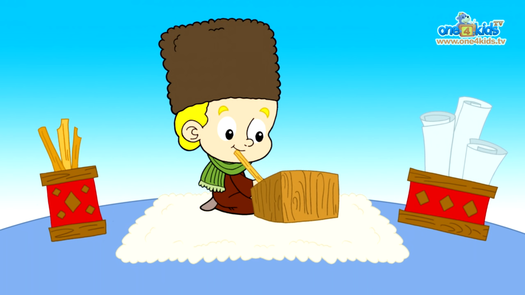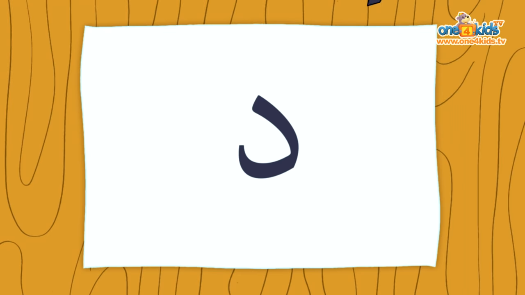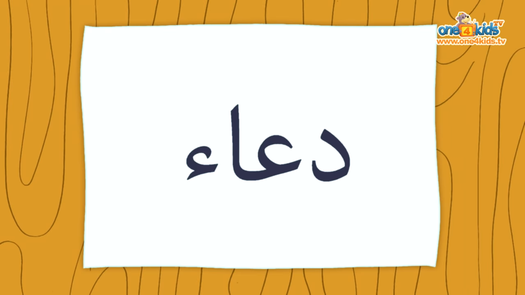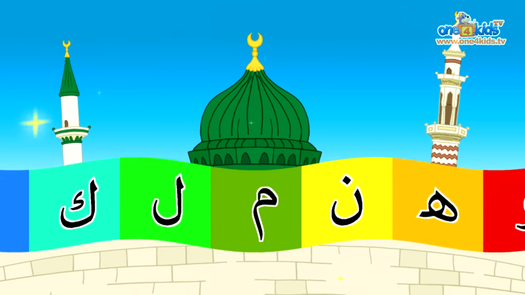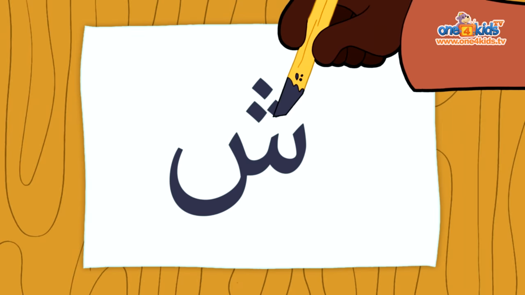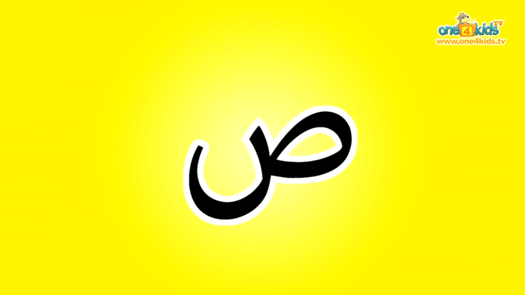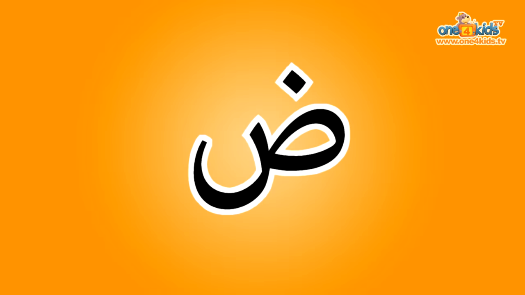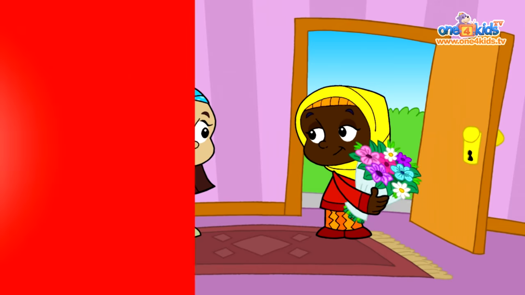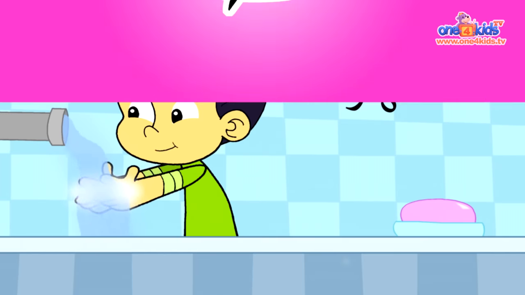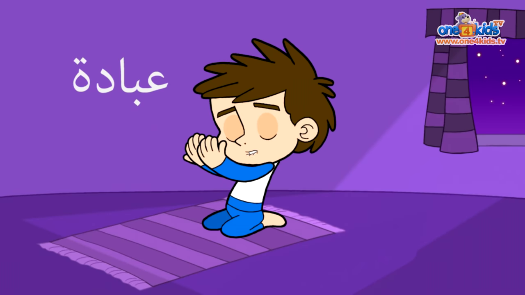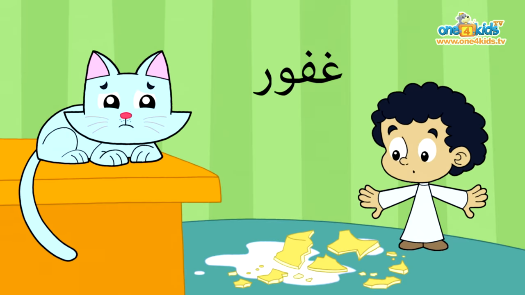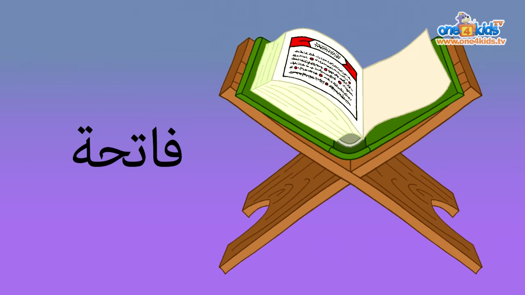Al-Quran, the language of our beloved Muhammad, the last prophet sent from Allah. Shin is for Shams and Sad is for Sawt. Dad is for Dhaif and Ta for Tahara. Tha is for Dhilal, Ain is for Ibadah, Ghain is for Ghafur, and Fa is for Fatiha.